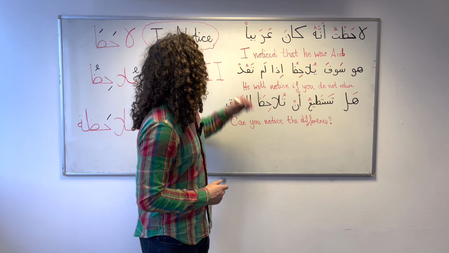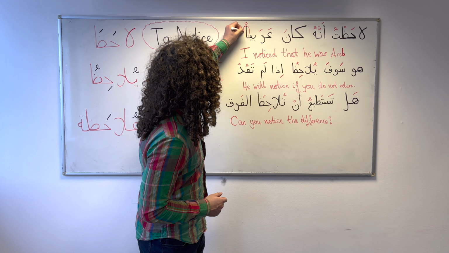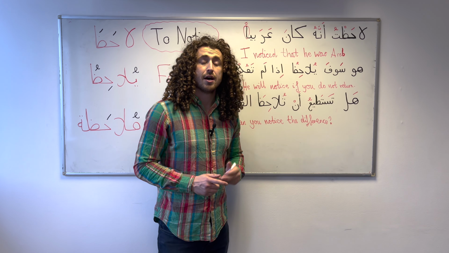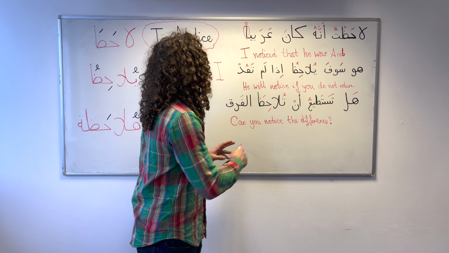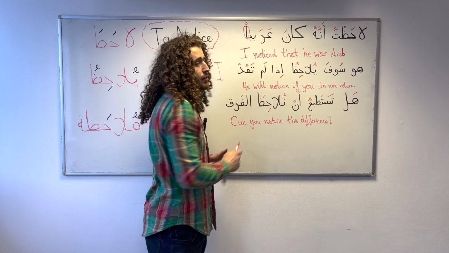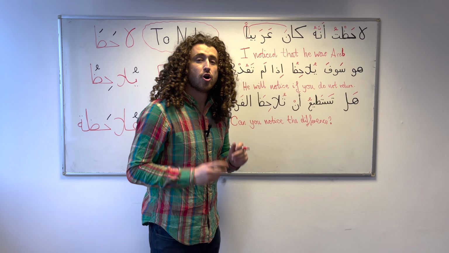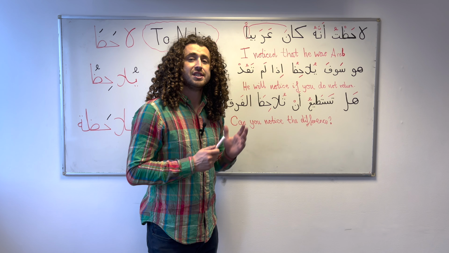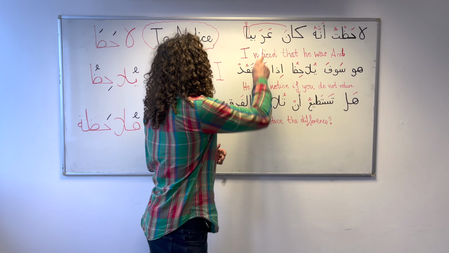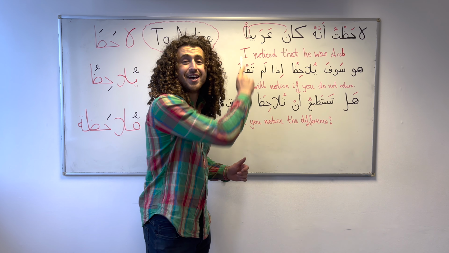Arabi. But then we have this here, this fatha tanween, kana Arabiyan. Now why is this? This is because Arabi, the adjective, this is the object of kana. And the object of kana in Arabic is in the accusative case. So that's why it's Arabiyan. That's why we have the fatha tanween.